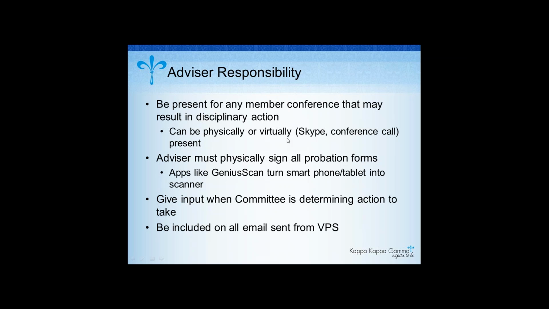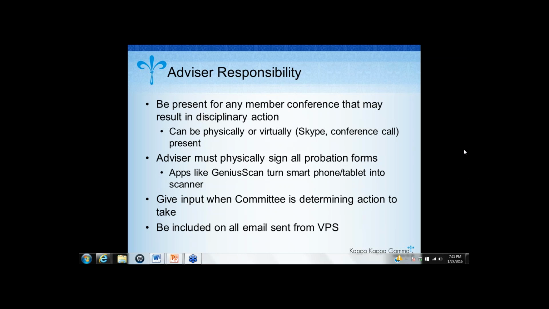An advisor also must physically sign all the probation forms. So there's really great apps for smartphones. Genius Scan is probably my favorite. It's a free app, and the VPS can just take a picture of the probation form with Genius Scan, and she can send it to you via email through that app. It's really easy. And then you can do the same. Sign it, take a picture of it, and send it right back to her. It's pretty quick. So if anyone has any questions on that or wants to learn more about that, definitely reach out to your standards specialist and they can help you.